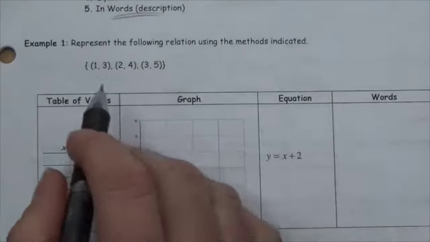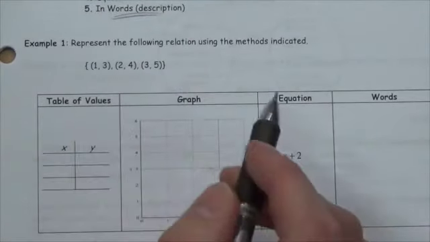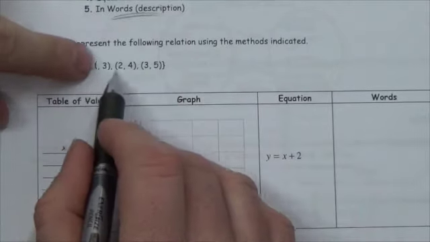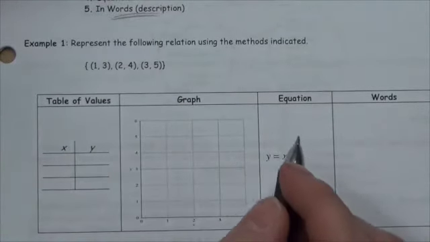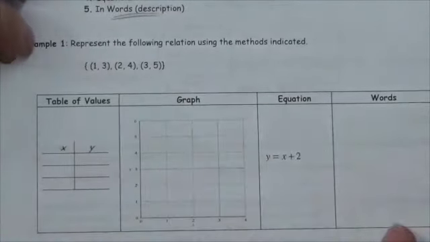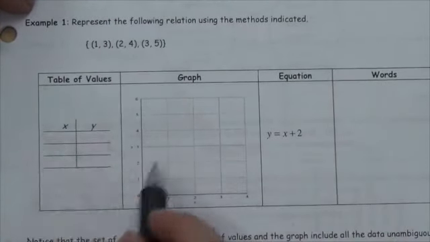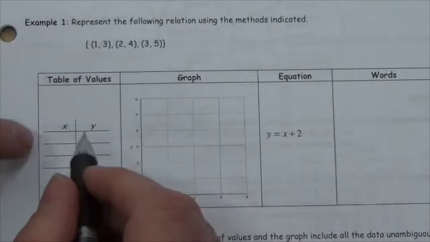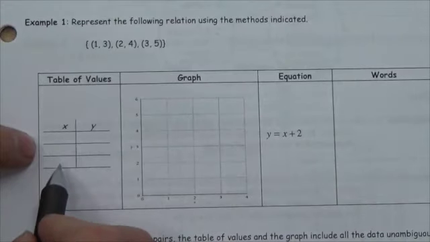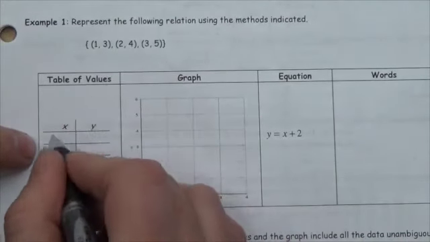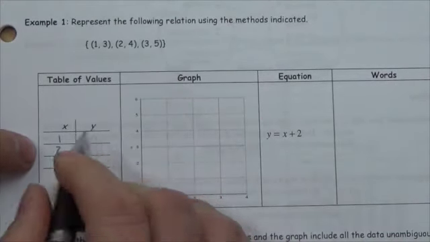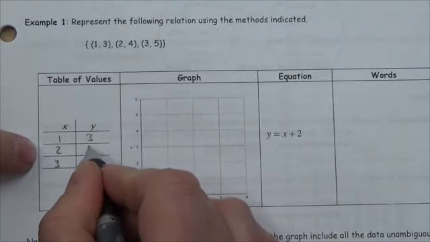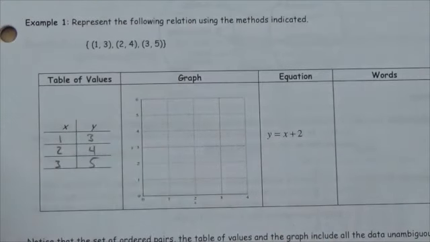So in this example, we're going to take this set of points. There are just 3 of them. It's a relation because I've got these ordered pairs, and that's all I need. We're going to represent it in a few different ways. To start off with, we're going to take a look at this table of values. And we're going to list the x coordinates, so that's 1, 2, 3. And then the corresponding y values are 3, 4, 5.